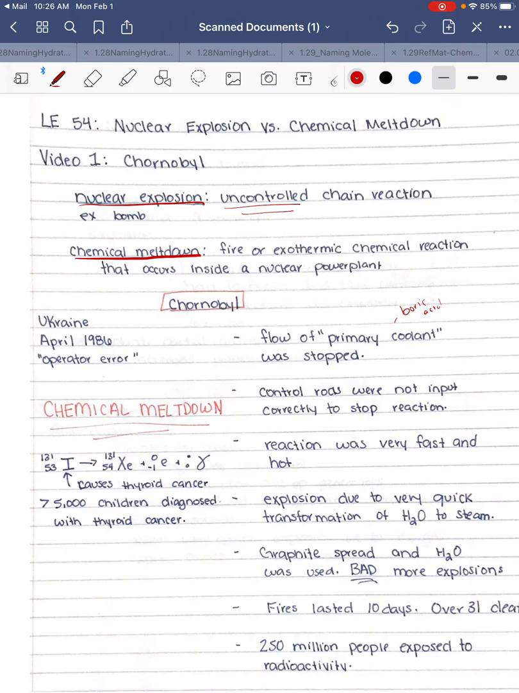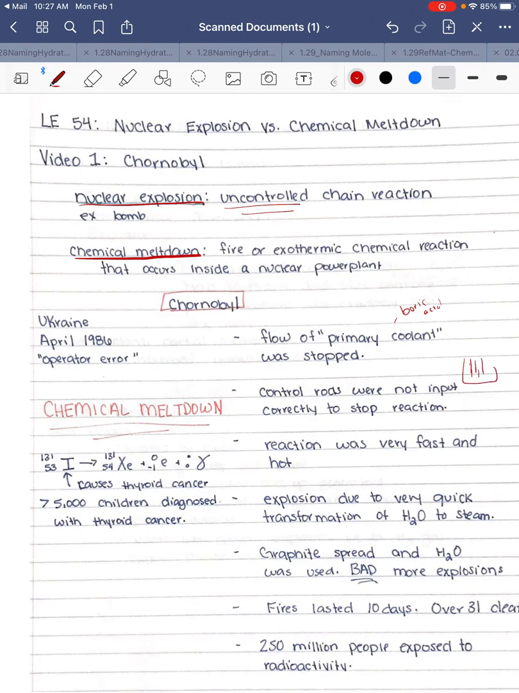The primary coolant was stopped. They were doing some kind of test or check or something, and they stopped the primary coolant, right? So you have this very, very hot reaction and no primary coolant to keep it cool. Not the best idea, but you know, I'm not a nuclear reactor specialist. So what happened, unfortunately, was that the control rods, remember, you can input the control rods and the fuel rods.